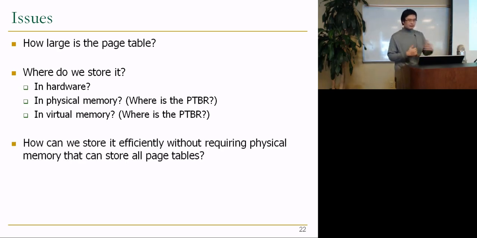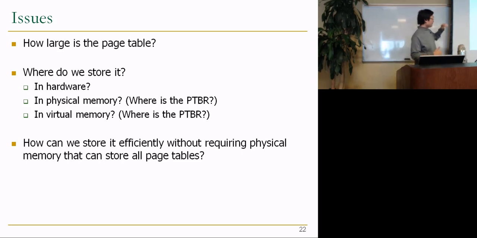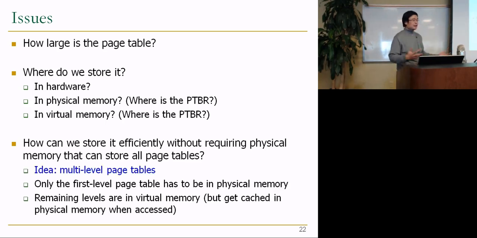And then, regarding that, where do we store it? How can we store it efficiently without requiring that physical memory can store all the page tables? One way you can tackle that, and this is being implemented in many modern processors, is to use a multi-level page table. Conceptually, they are the same as a single-level page table, but now you have several levels. So you can have more virtual address space without requiring the same amount of space that you would need in order to store the page table for that many virtual addresses.